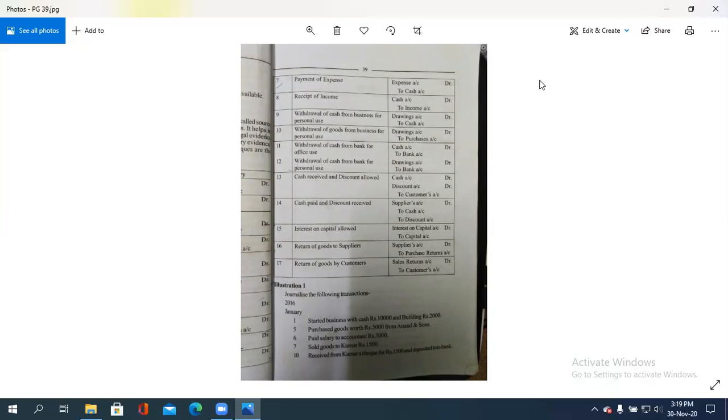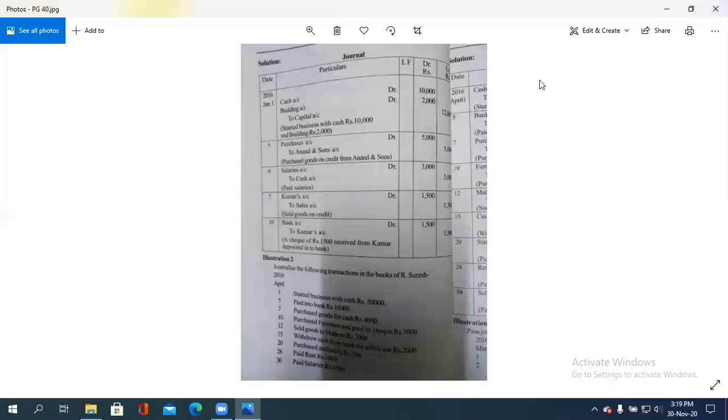So in this way, you need to journalize the transaction. So cash account debtor to capital 12,000, building account debtor to capital, purchase account debtor to Anand and Sons 5,000, salary to cash 3,000, Kumar to sales 1,500, and bank to Kumar 1,500. See, this is the entry. And another one also we will check.